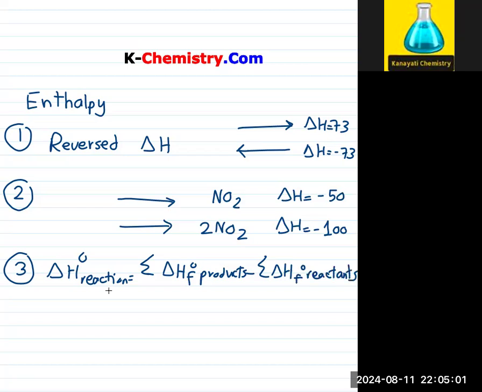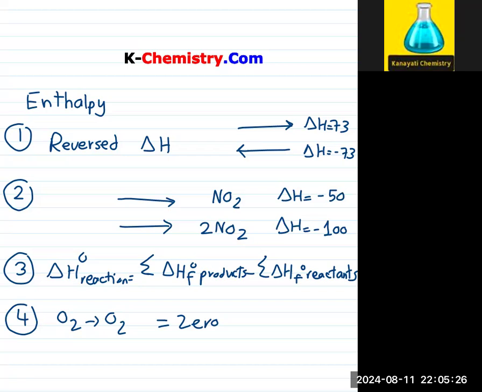And the last rule is that the elements in their standard state are not included in this delta H of reaction. If you are making oxygen from its forming elements, oxygen is made from oxygen, and oxygen O2 is its standard state already. So the delta H of formation of this element is equal to 0.